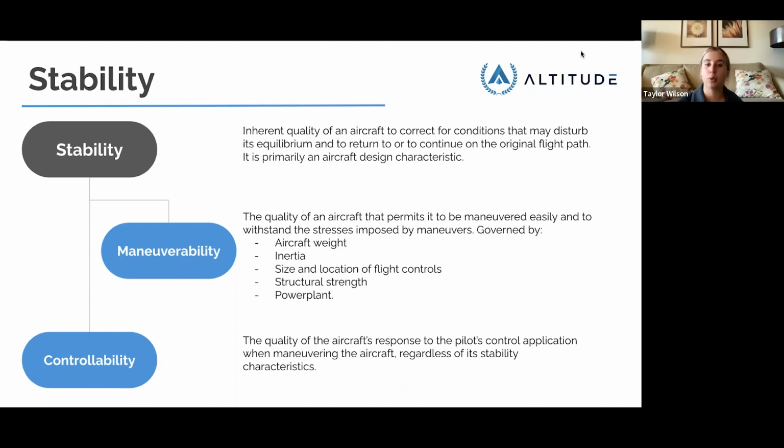Then we have controllability. Now, this is going to be the aircraft's response to our input, us being the pilot. So how the aircraft is responding to our inputs while maneuvering the aircraft, regardless of its stability.